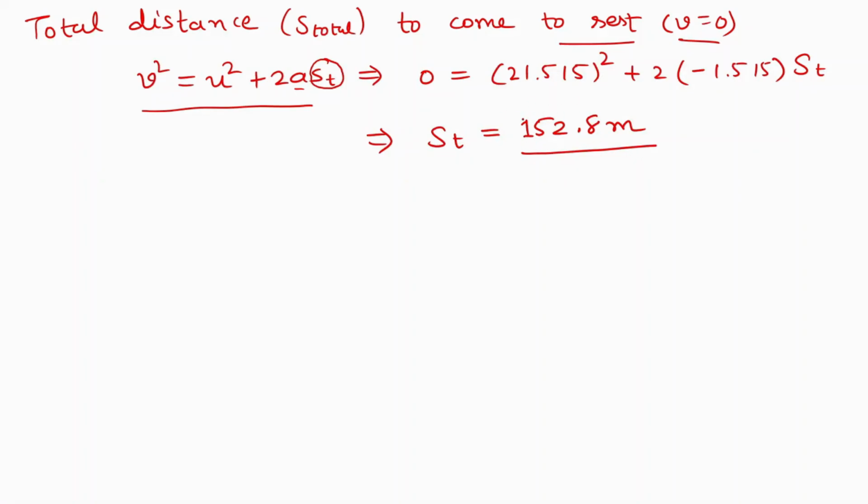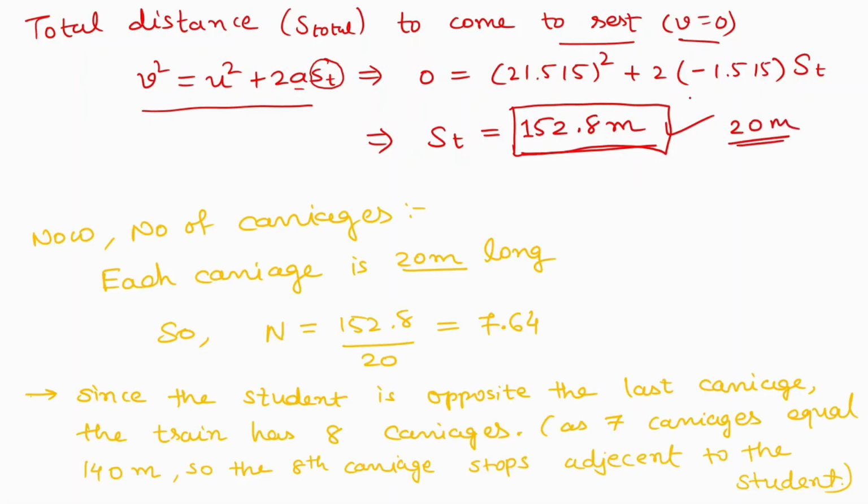So this is the length of the train, but we need how many compartments or carriages are passing through. We know that each carriage has a length of 20 meter, so we just divide by it. We got the answer of 7.64. Since the student is opposite to the last carriage, the train has a total of 8 carriages.